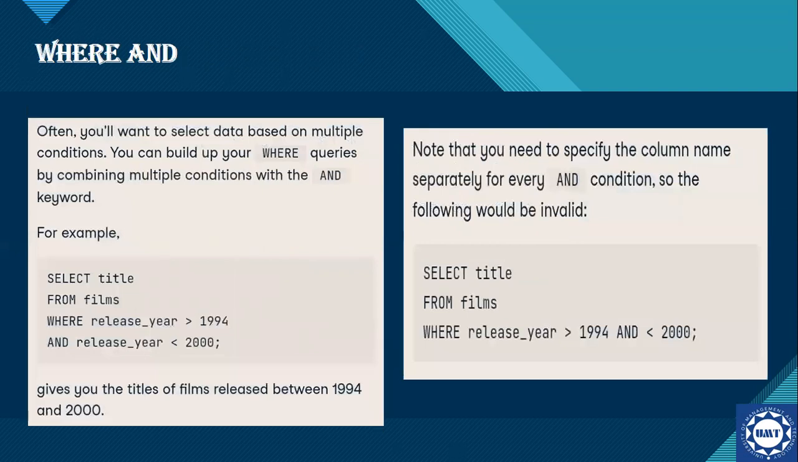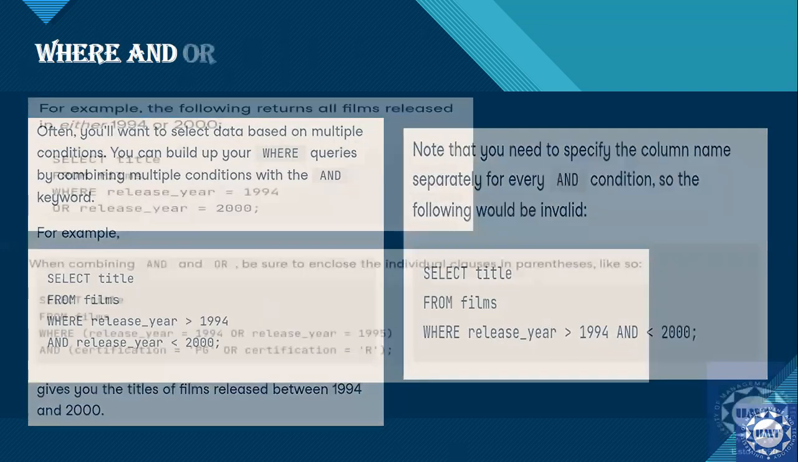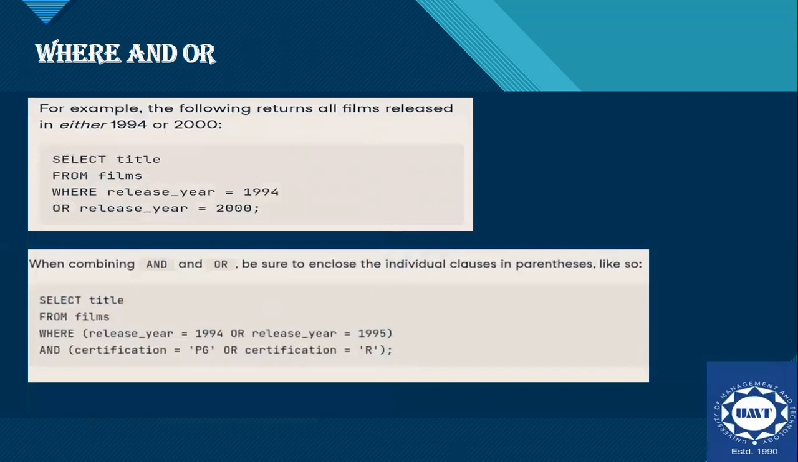Where and. Often you will want to select data based on multiple conditions. You can build up your where queries by combining multiple conditions with the and keyword. For example, the given query gives you the titles of films released between 1994 and 2000. Simply and is used in the query. Where and or. For example, the following query returns all films released in either 1994 or 2000 because or is being used in the query.